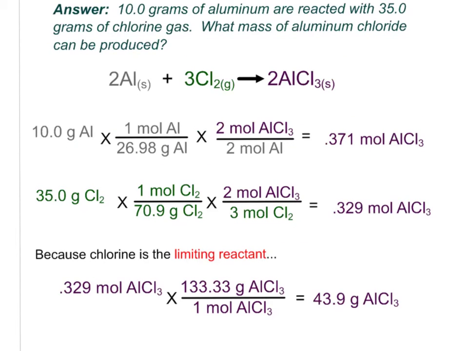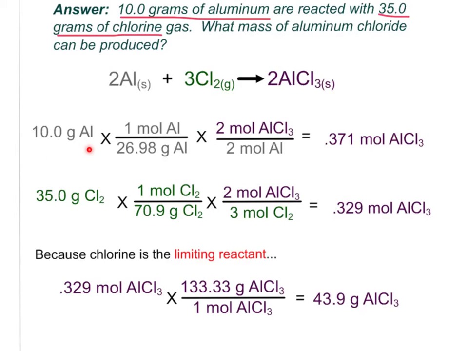So let's take a look at the answer. If we are given the amounts of each of these reactants, we'd like to know which one is going to limit so that we can find out the mass of aluminum chloride that actually is produced, right? We don't know which one's going to be limiting, so we're going to have to figure that out. We know that we have 10.0 grams of aluminum, and we know we have 35.0 grams of chlorine gas. So we can start with those, convert them to moles, multiply by the mole-to-mole ratio to find out the moles of aluminum chloride that is going to be produced by each of those.